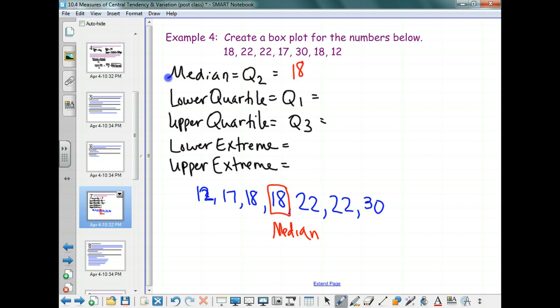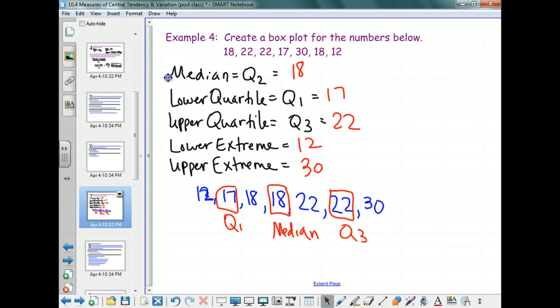Now, if you cover up from this median over to the right, we have three numbers, 12, 17, 18. To find Q1, the lower quartile, we find the middle value of those three, which is 17. So this is Q1. And we do the same thing for the upper quartile. I cover up my median to the left. I have 22, 22, 30. What is my upper quartile? So Q3 is 22. And then the lower extreme is 12, and the upper extreme, 30.